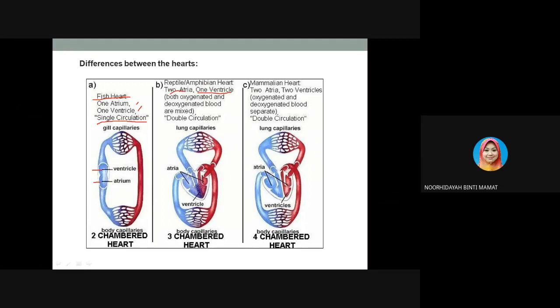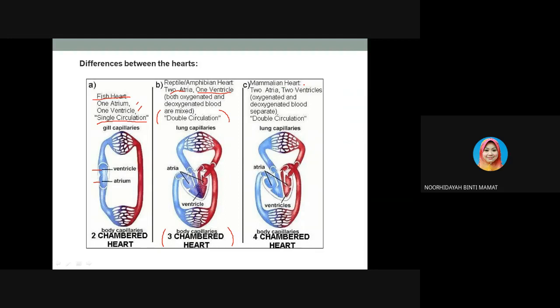Okay, so both oxygenated and deoxygenated blood are mixed. So it is called a double circulation here. So this reptile and amphibian, they have three-chambered hearts, which is two atria and one ventricle. Well, the oxygenated and deoxygenated blood are mixed in the ventricle. Okay.